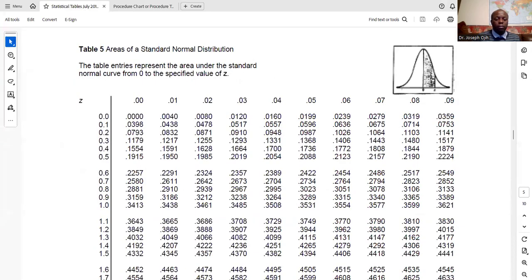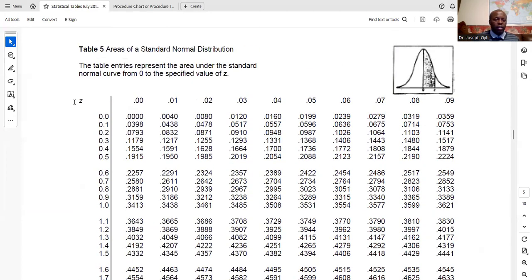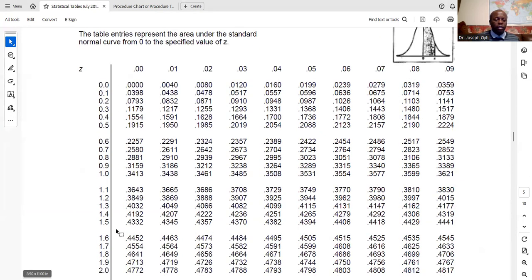You can see the z right here. You can see 1.7 right here. You've got to follow it all the way to under 6. And you can see that under 6 right here. And to the left is 1.7. It's 0.4608. Let me write it down.